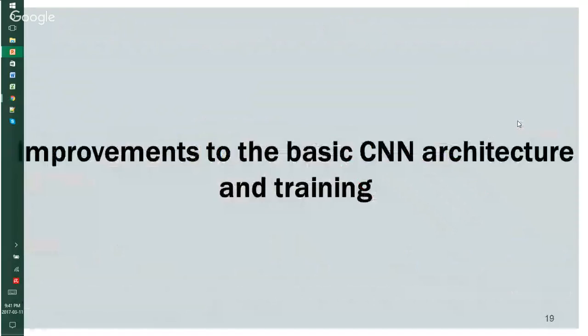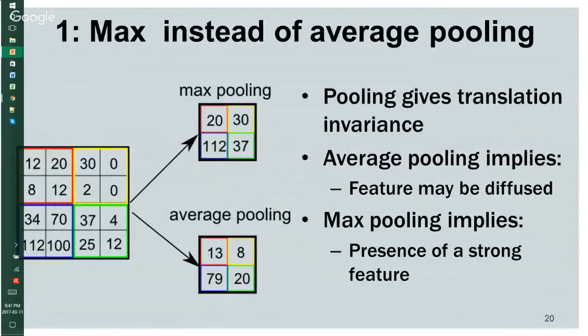So this brings me to the second part of the talk, where I'm going to talk about improvements to this basic CNN architecture and the training that takes place. The first improvement that came along was the use of max pooling instead of average pooling, and the logic behind this was, if you look at a cluster of four numbers, and let's say these are the features detected by the previous convolutional layer, the large numbers actually tell you whether the feature was detected or not, assuming that the non-linearity there was a ReLU or some sort of positive non-linearity.